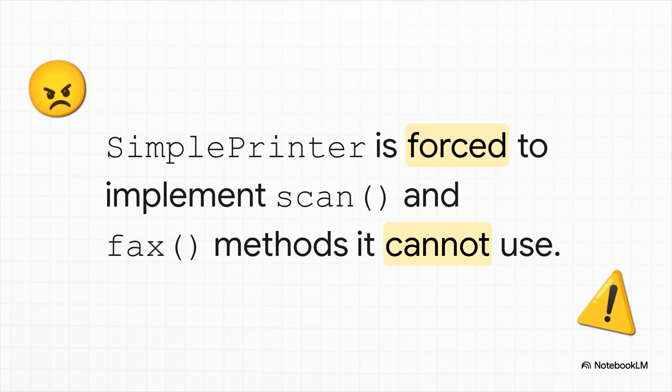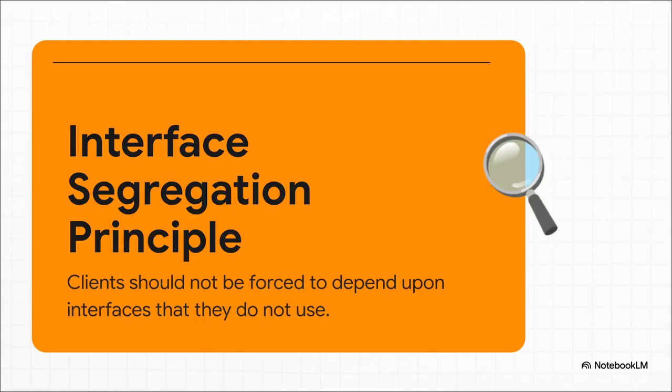The client is being polluted with methods it has no business knowing about. And this brings us right to the formal definition from Robert C. Martin himself. Clients should not be forced to depend on interfaces that they do not use. Our simple printer is a client, and it's being forced to depend on scan and fax, which it does not use. This is the exact problem ISP is designed to solve.